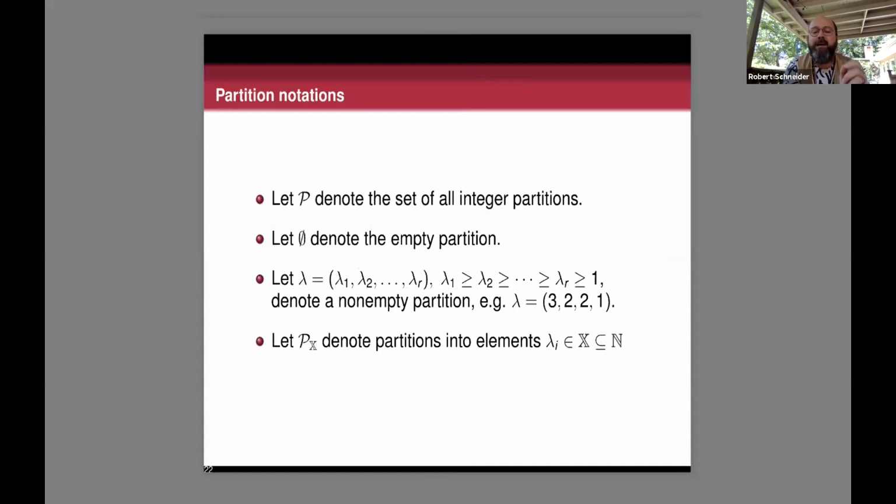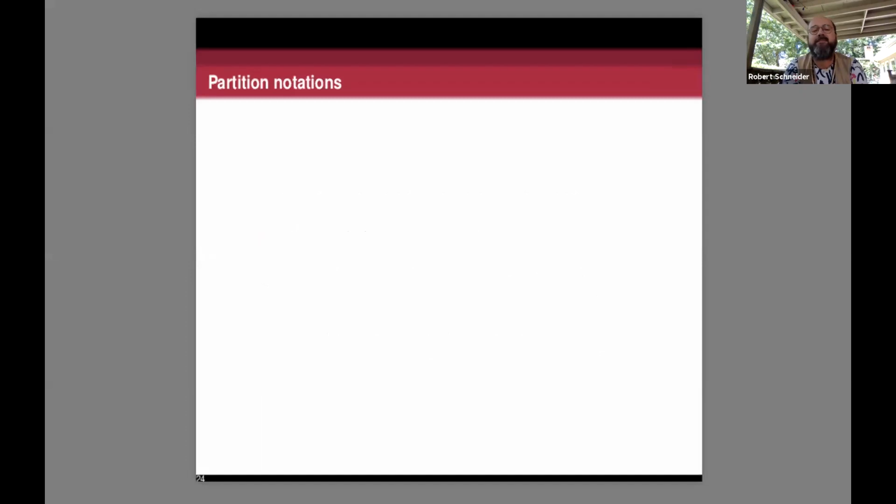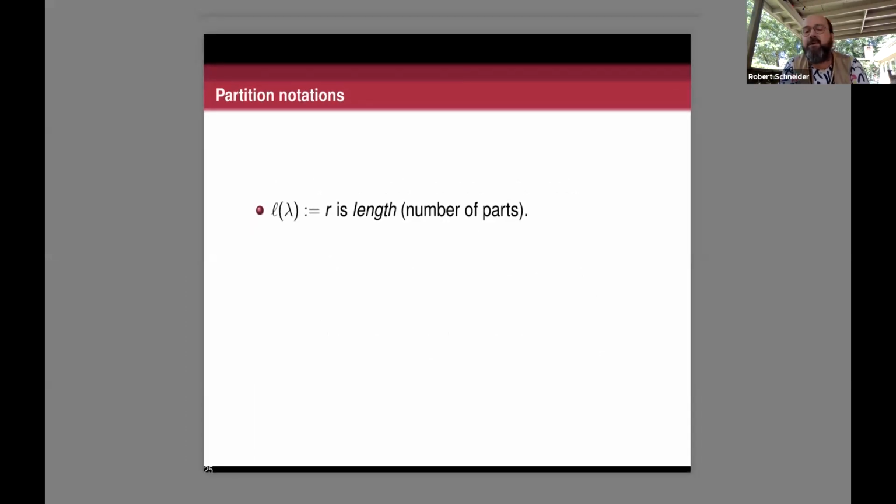And if we let X be a subset of the natural numbers, then 𝒫_X is going to denote partitions whose elements all come from that subset. Here, this is the prime partitions, partitions into prime parts. If it were 𝒫_{2ℕ}, then it would be partitions into even parts, and so on. Cool? Okay.